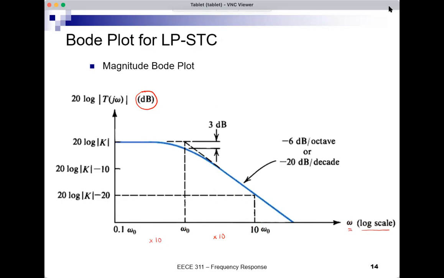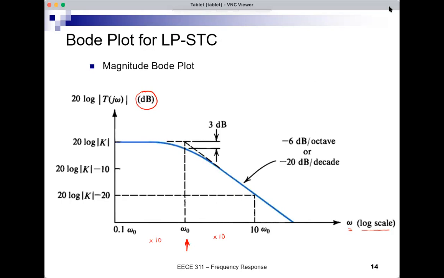The first order low-pass filter, or what we call the low-pass single time constant transfer function, LP-STC, would have a Bode plot that looks like the blue curve that you see. So this omega 0 is the critical frequency, the corner frequency, the 3 dB frequency, the half power frequency. This is the important frequency. Why is it important? Because around omega 0, things start to change.